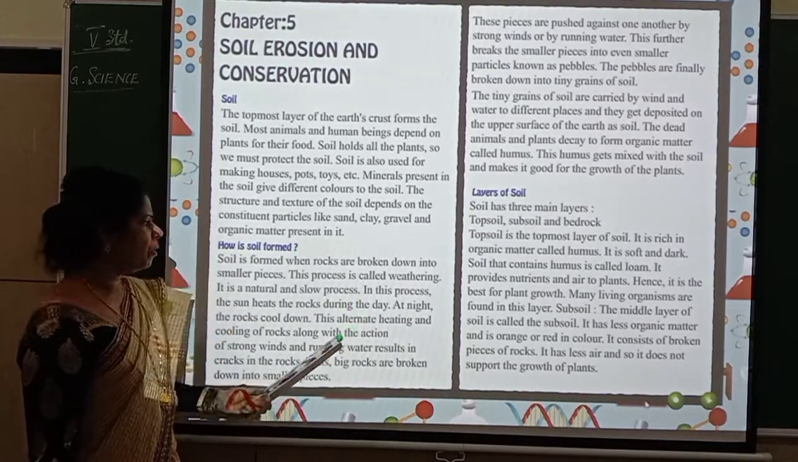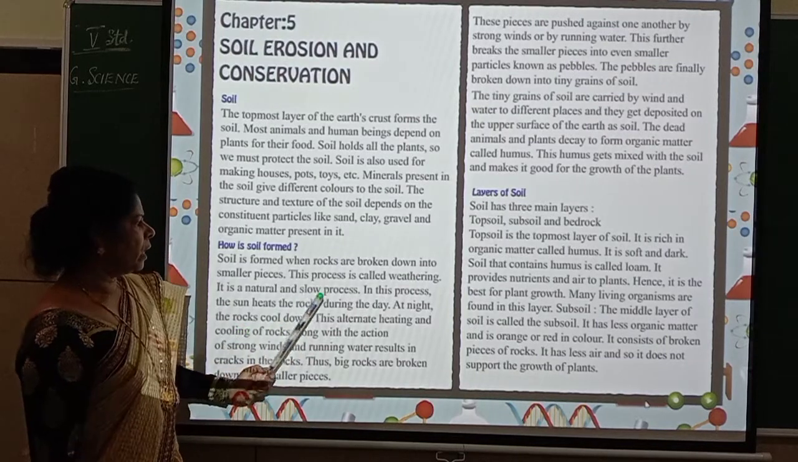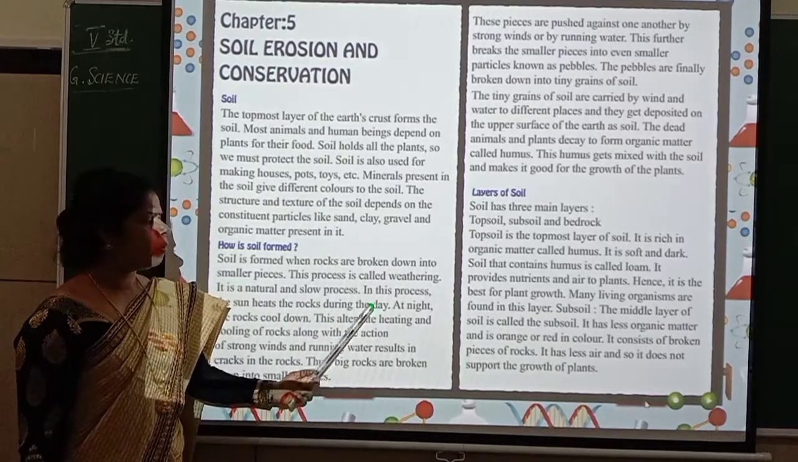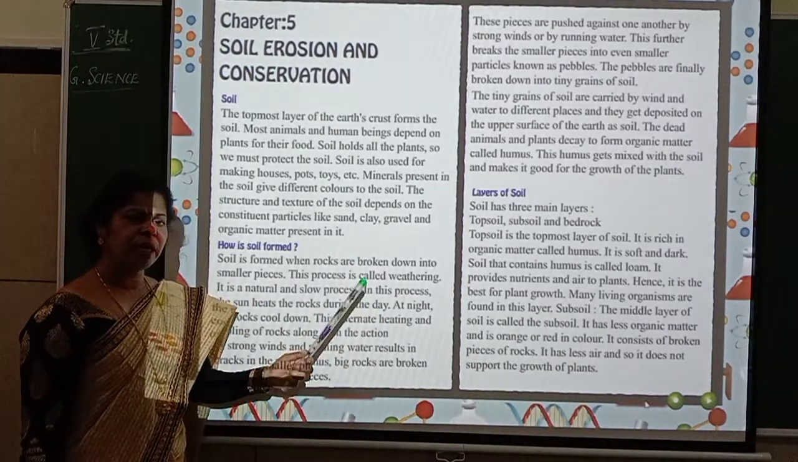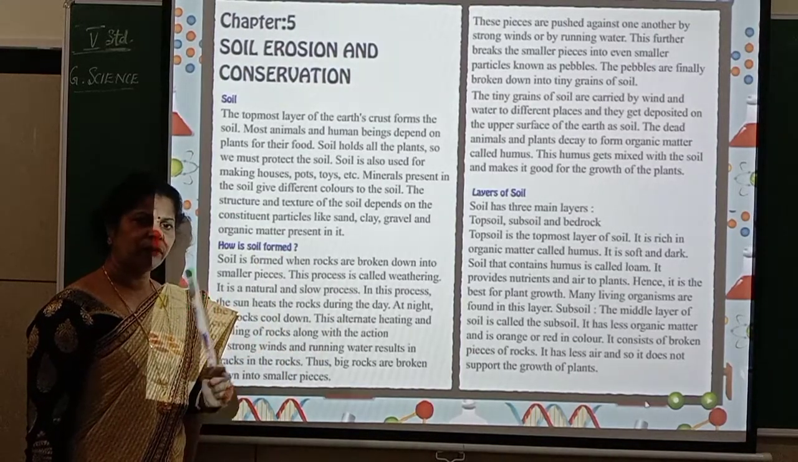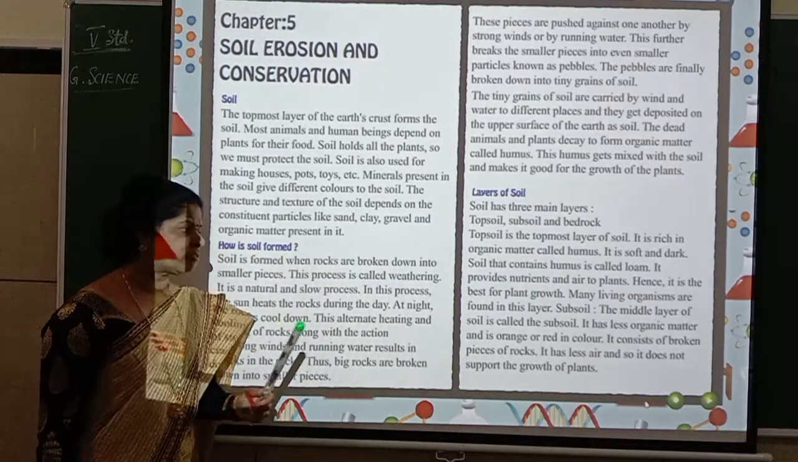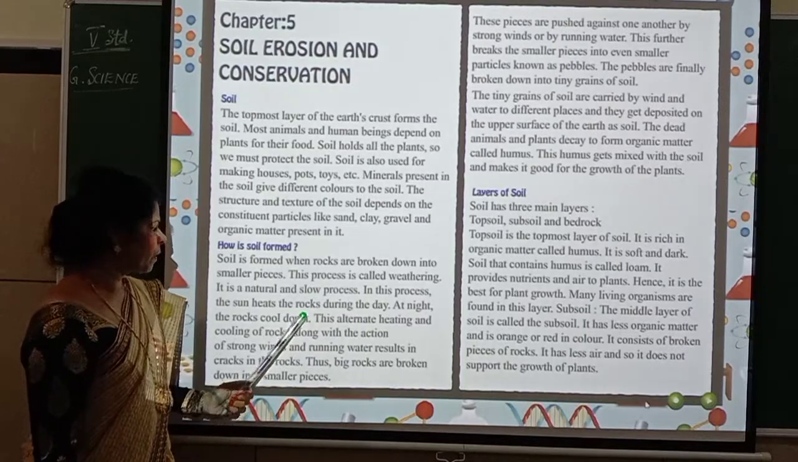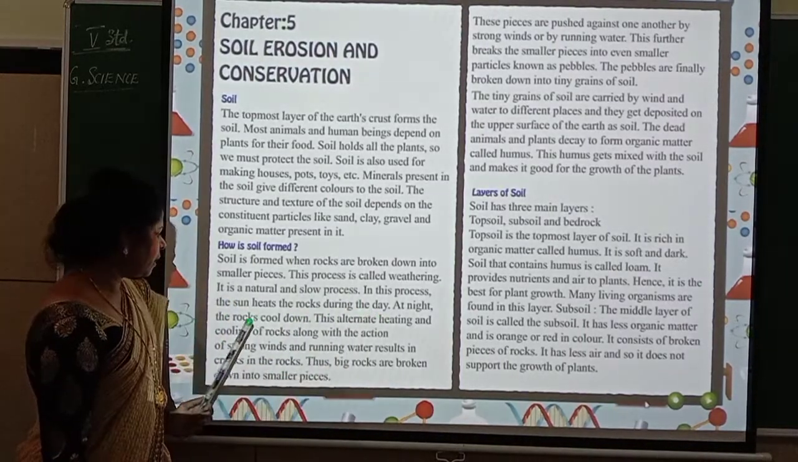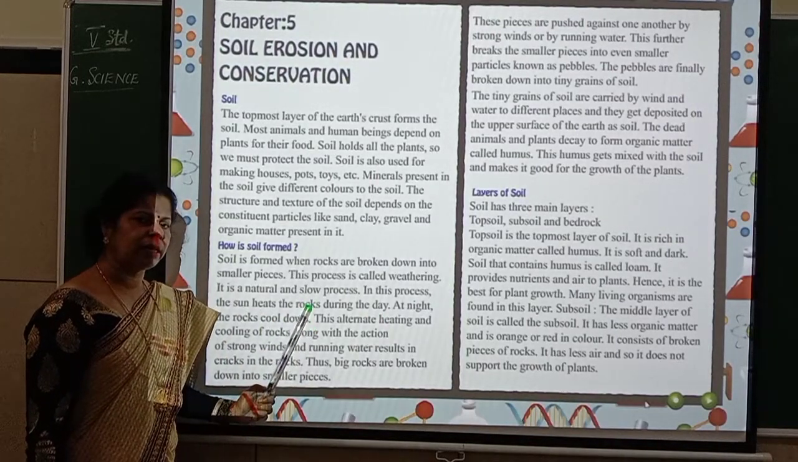Understood? Now, in this process, the sun heats the rocks during the day. Every day, the sun's heat and light is falling on the rocks. Whenever the sun rises, the heat and light of the sun fall on these rocks. So the sun heats the rocks during the day. At night, the rocks cool down. So during the day, they are getting the light and heat from the sun.